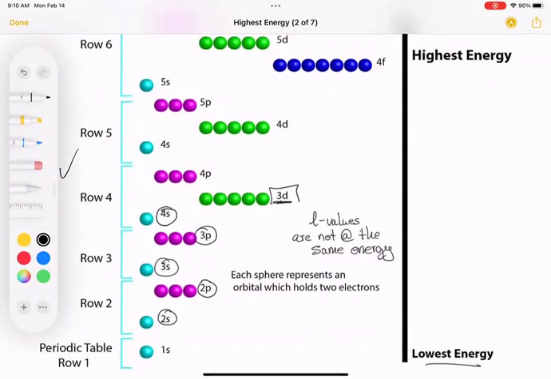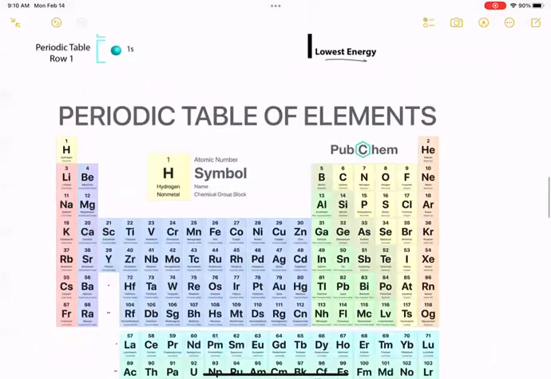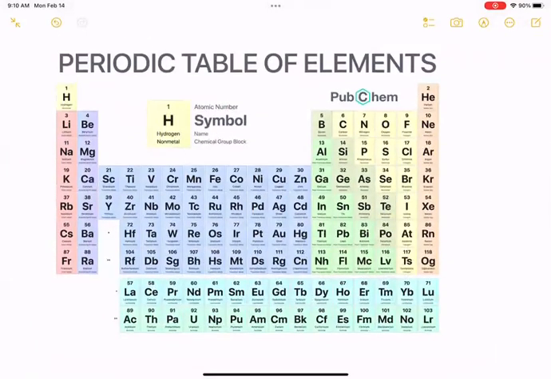Now, you don't have to memorize this diagram, because once again, it's all embedded in the periodic table. Every single bit of that is embedded in the periodic table. Now, before I get into how those quantum numbers and that energy level is embedded in the periodic table, I want to just take a moment and look at the periodic table.